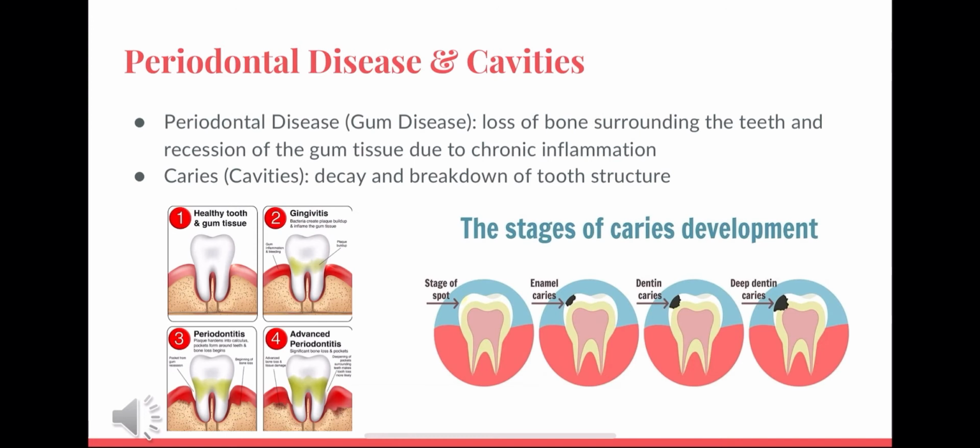Periodontal disease is the loss of bone surrounding the teeth and recession of the gum tissue due to chronic inflammation. Caries, otherwise known as cavities, is the decay and breakdown of tooth structure. In the diagrams below, you can see the progression of each of these diseases.